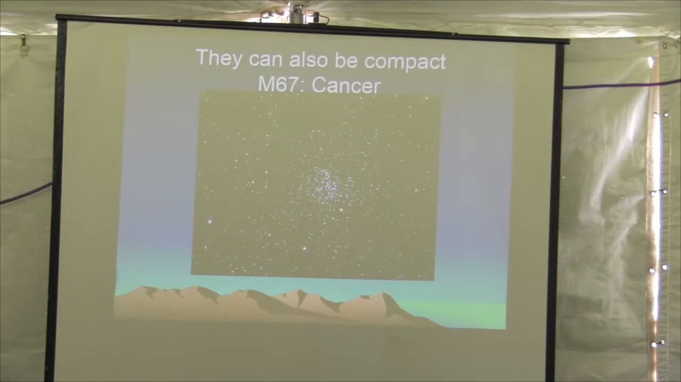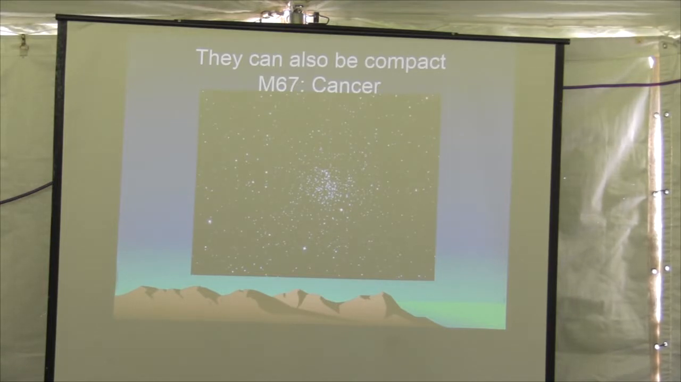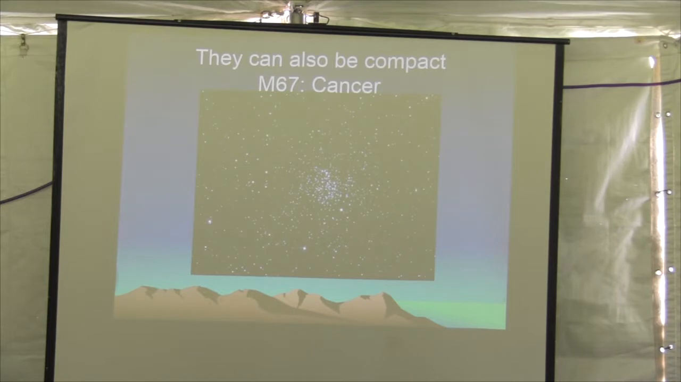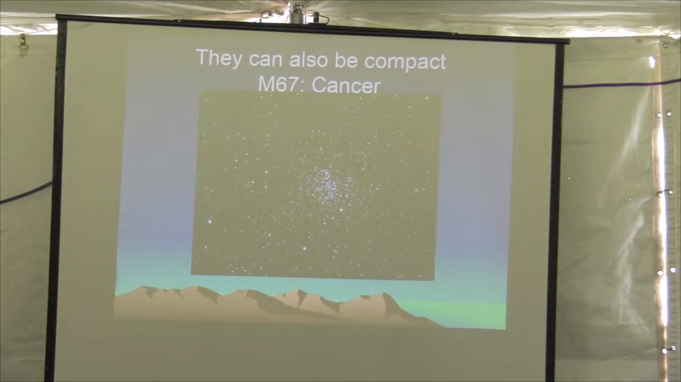They can also be what's called compact. And in the constellation Cancer, which you will be able to see tonight because it's still visible, is Messier Object 67. It's a rather beautiful object. As you can see, there's a nice concentration of stars right in the center of it.